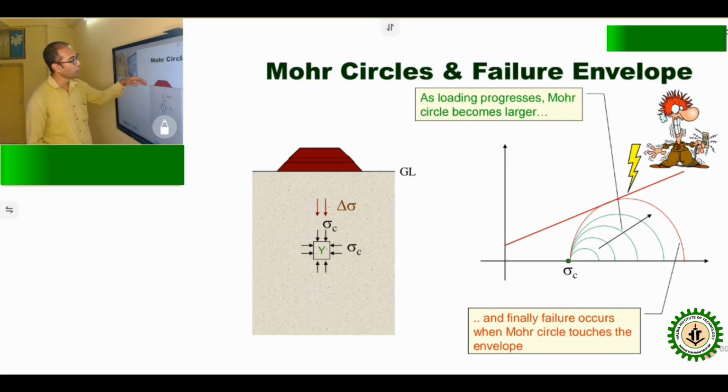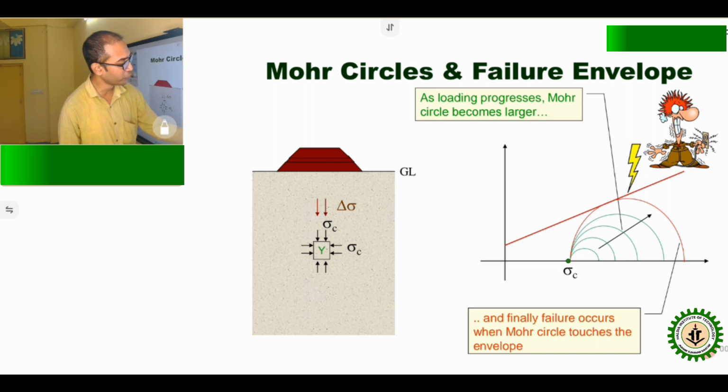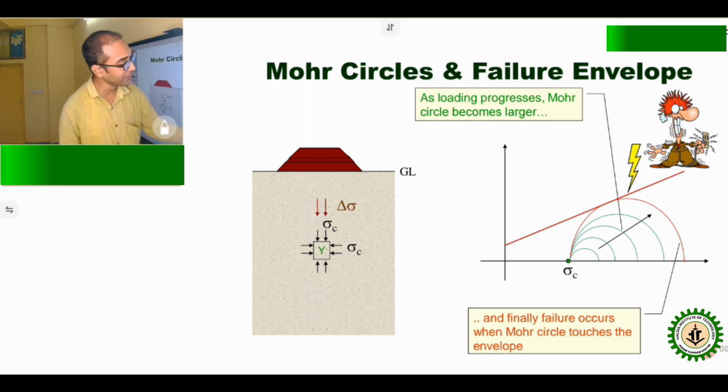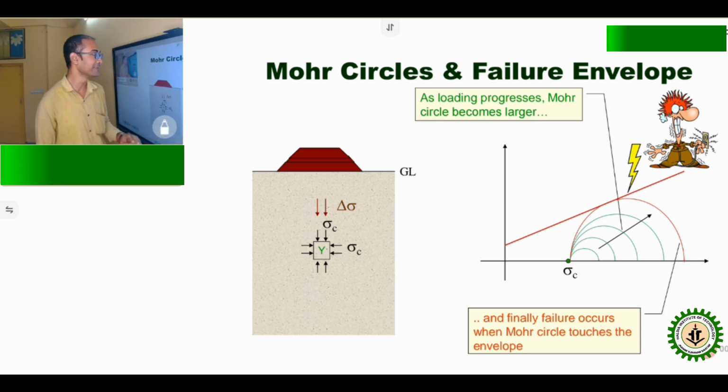So if the loading increases, that means the Mohr circle will also change. At first, this is the Mohr circle I drew. Due to the loading changes, delta sigma will be changed. So here the Mohr circle repeatedly increases, and finally it touches the Mohr circle failure envelope. So finally failure occurs when the Mohr circle touches the envelope.